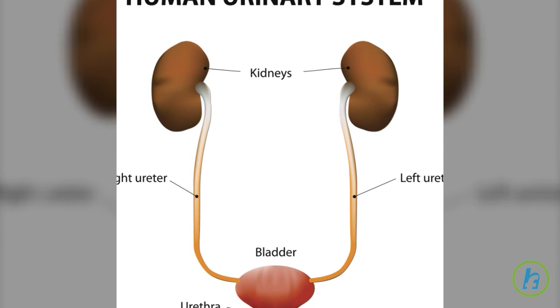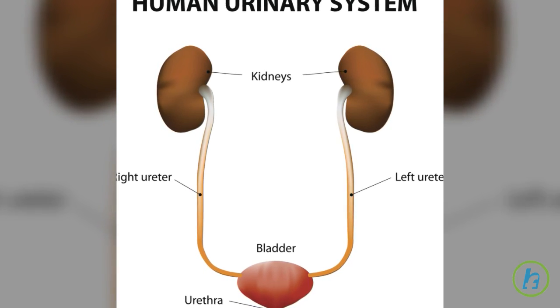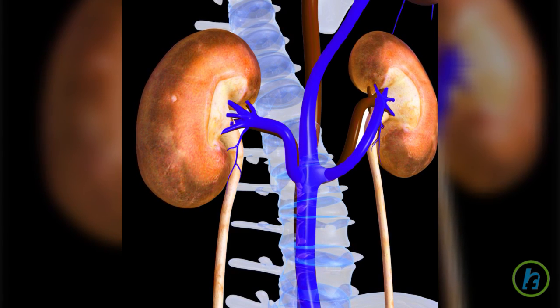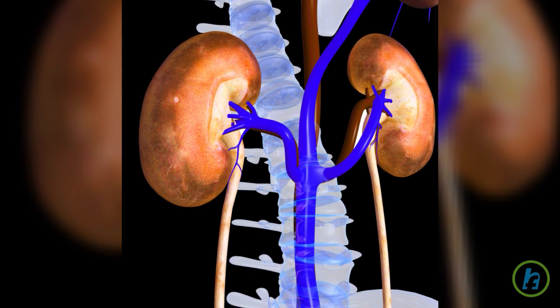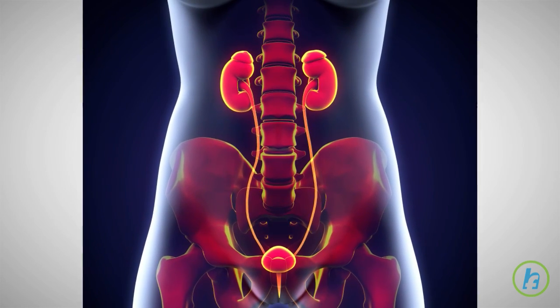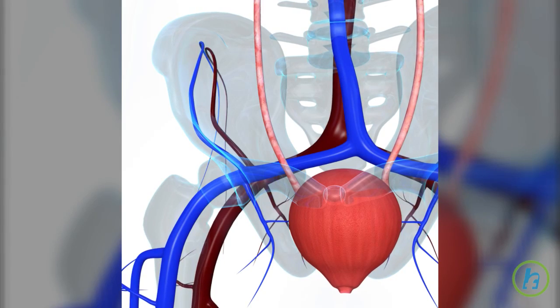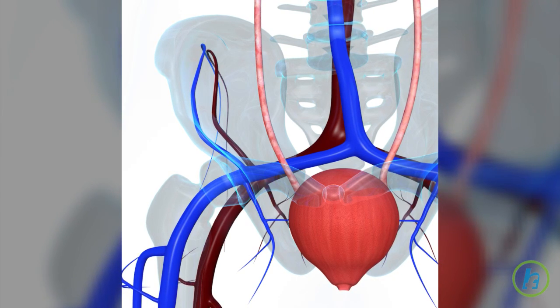The urinary system is composed of 2 kidneys, 2 ureters, the bladder, and the urethra. The kidneys remove waste products from the blood and from urine. Urine then travels through the tube-like ureters and is stored in the bladder before it is eliminated from the body via the urethra. The bladder is the hollow-shaped organ that expands and contracts to collect and eliminate urine.